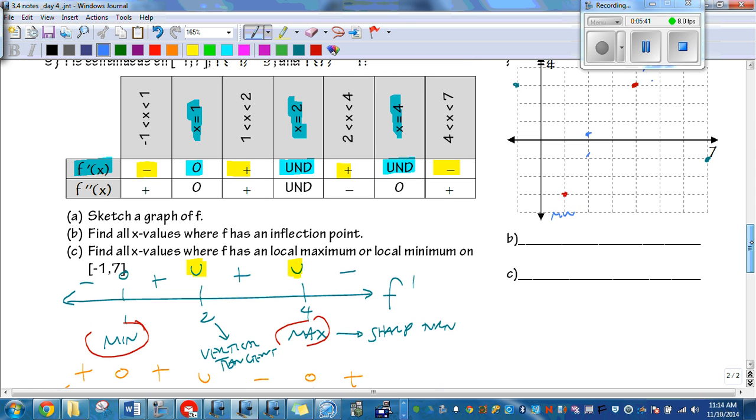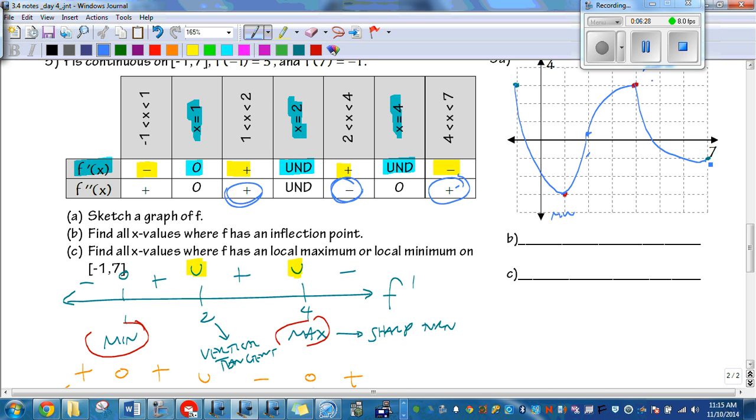And now we can use the concavity to connect the dots. So down here, concave up until we get to 1. So from here to 1, it's going to be concave up, so kind of like that half of a U. Then from 1 to 2, it's going to be concave up again. So from here to here, concave up, half of a U. Then from 2 to 4, it's concave down. So from here to here, concave down. And then from 4 to 7, it's going to be concave up. So from here to here, concave up, like half of a U.